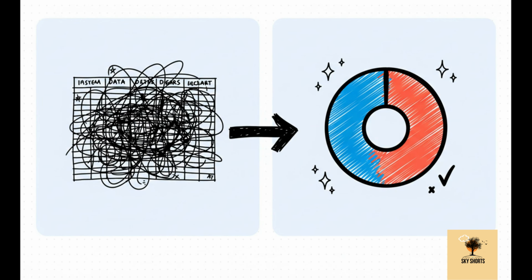And this slide right here perfectly illustrates the goal. I mean, look at the left. That's raw data. It's functional, sure, but it's overwhelming. Now look at the right, a simple, clean donut chart. Instantly, you know the deal. You can see the proportion of active versus inactive users. That is the whole point of reporting, turning all that complexity into immediate clarity.